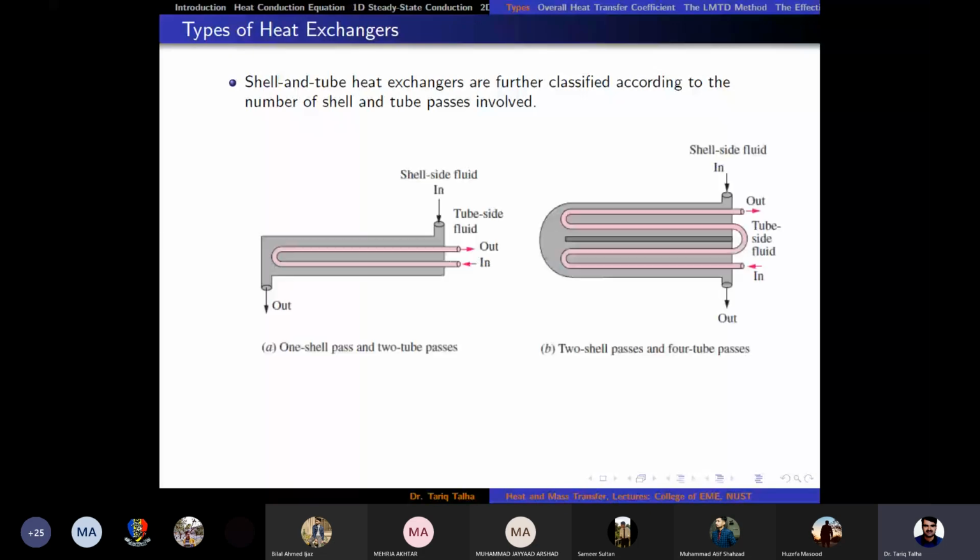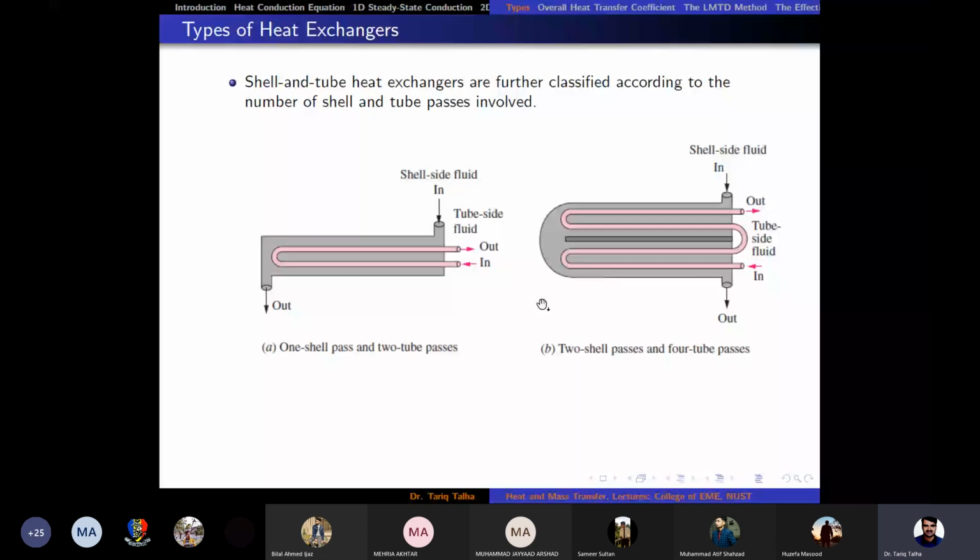So if we have a shell and tube heat exchanger in which the tube only takes one turn, it means that we would call it one shell pass and two tube passes. So it enters from here and it goes out from here. But if we put a baffle in front, now we have two shell passes and four tube passes. And if we keep on putting those baffles, then the number of shell passes and tube passes would increase accordingly.